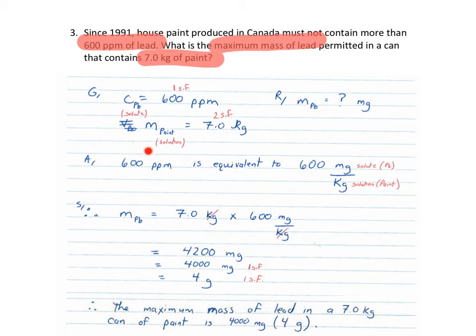As I mentioned, the paint is the solution, and we have the units of kilograms, which will actually turn out just fine. And we'll end up with an answer in milligrams. And remember I said that, and we'll go down here to the analysis part, if we have 600 ppm, a way to convert that into a more functional set of units is to say that that is equivalent to 600 milligrams per kilogram. So essentially the concentration of this paint can't contain more than 600 milligrams per kilogram.